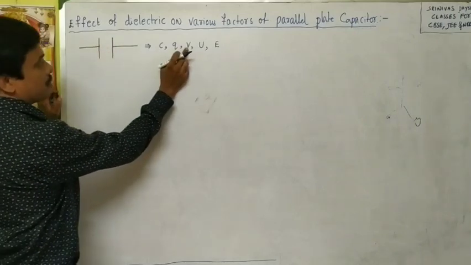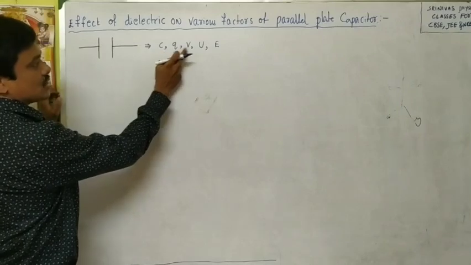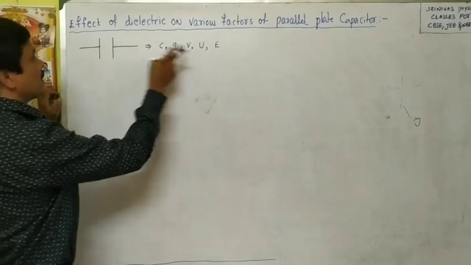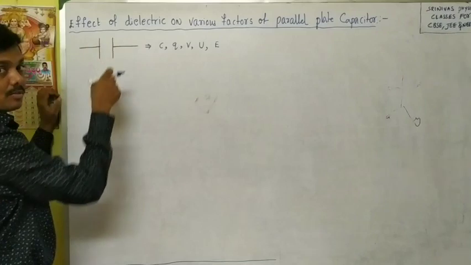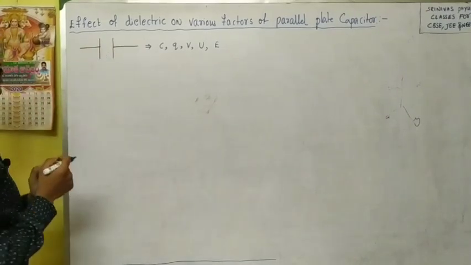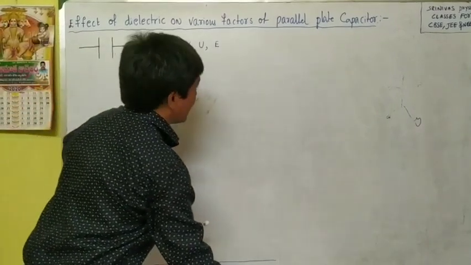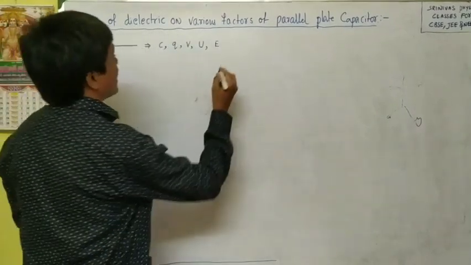This is with no dielectric slab, and the capacitor is charged to a potential V with capacitance C. The charge stored on the capacitor is Q, and the energy stored is U. It is charged, which means some charge will be there, energy will be there, and an electric field will be there between the two plates. Now we are introducing the dielectric slab.